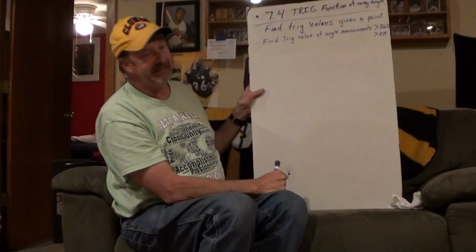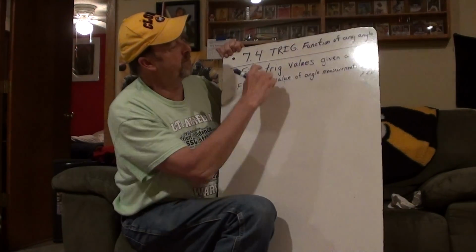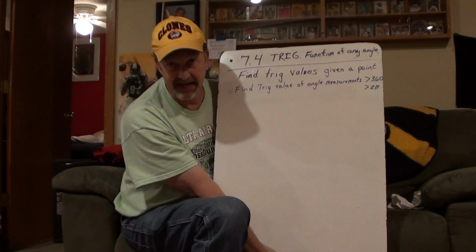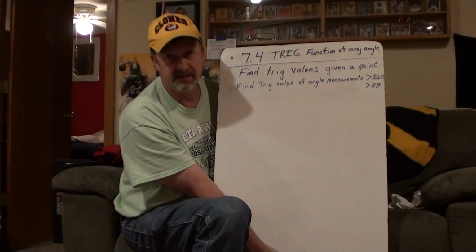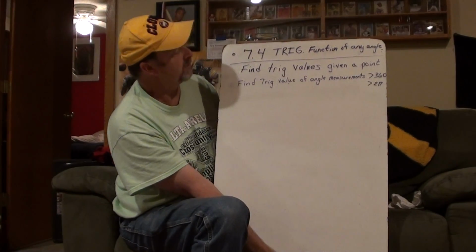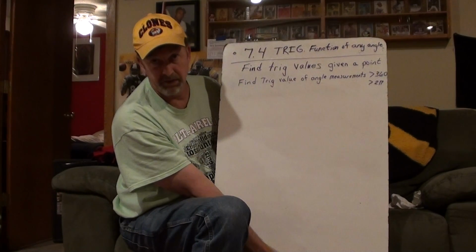And let's do a little trig today. So, put this down here to begin with. 7.4 trig functions of any angle. So we're going to expand our horizon more than 360 degrees, and I'll show you how to figure those out without a calculator. And also find trig values with a given point.